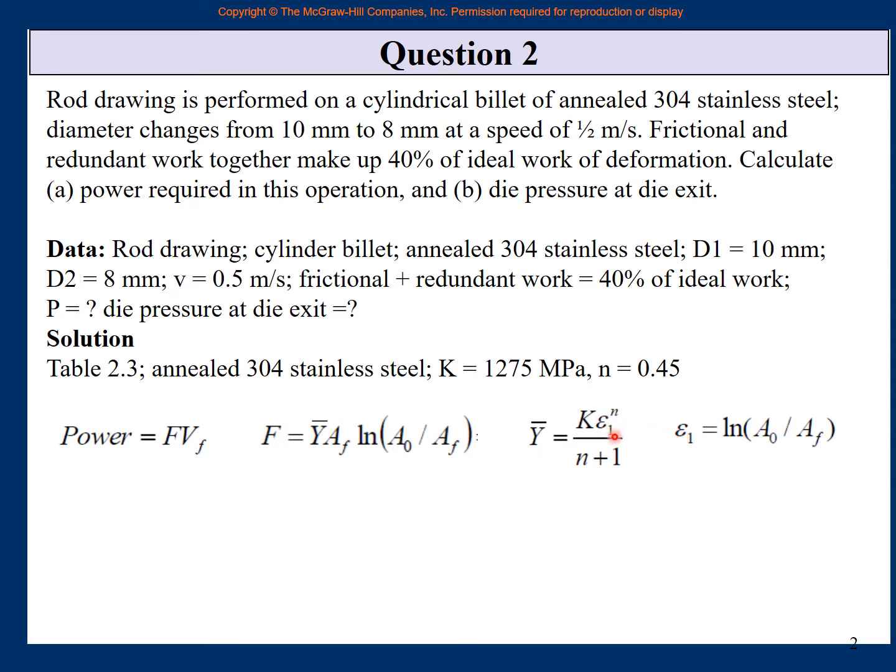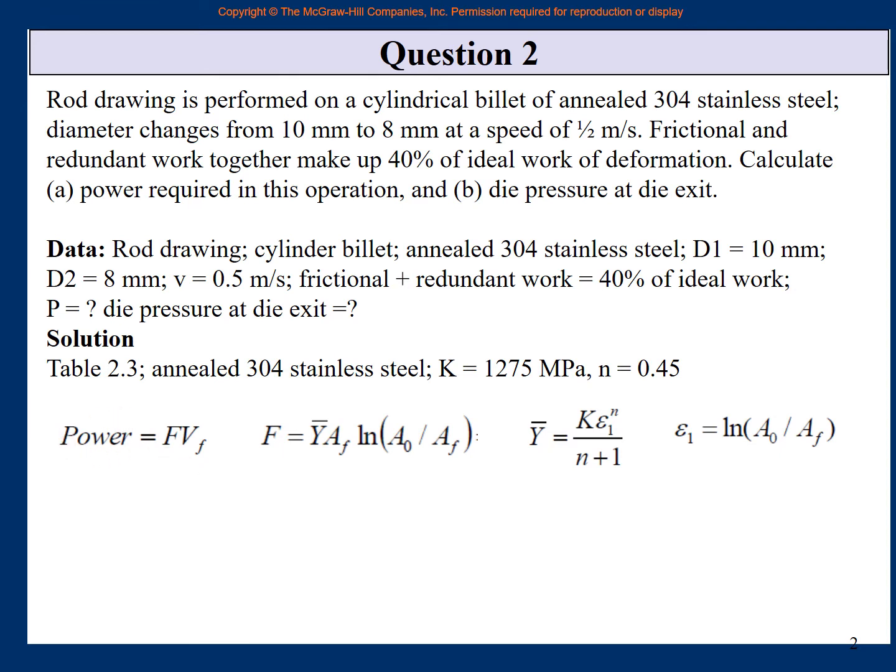K and n are known. So you know all of this. So y bar is now known. And if y bar is known, all the other things were already calculated. Force is known. If force is known, velocity is given, then multiply force by velocity and power will be known.